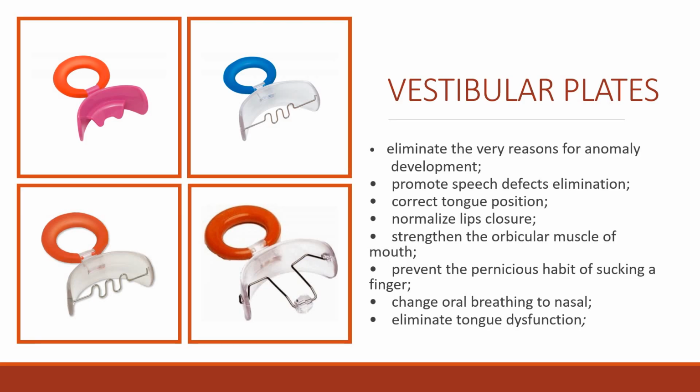Vestibular plates protect dental arches from the pressure of the lips, cheeks, fingers, and different objects. They normalize lip closure and the functions of breathing and swallowing, and train the orbicular muscle of the mouth. Appliances with a grid for the tongue normalize its correct position and prevent excessive pressure on the frontal group of teeth. The usage of functionally acting appliances is effective at a young age.